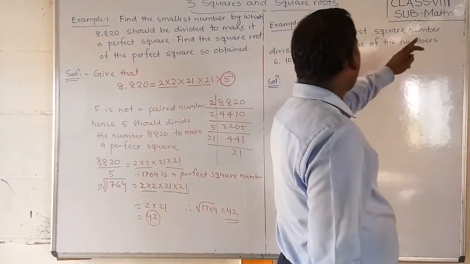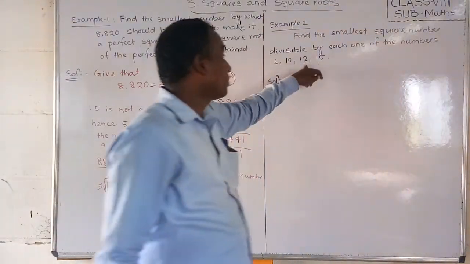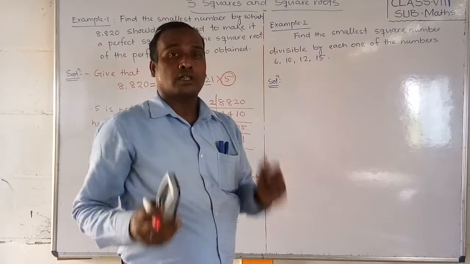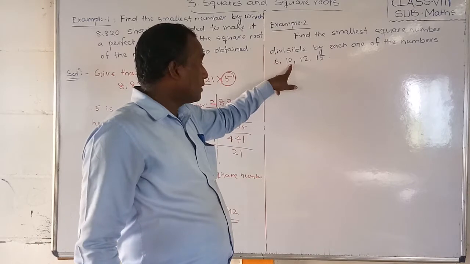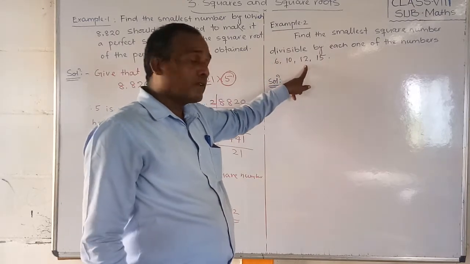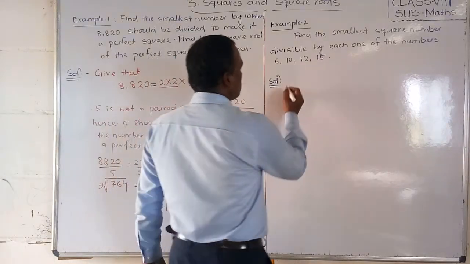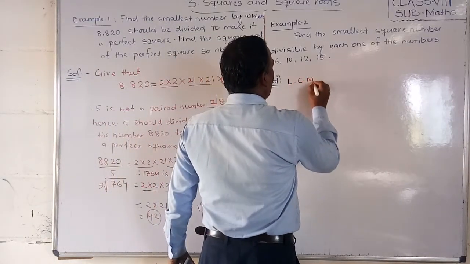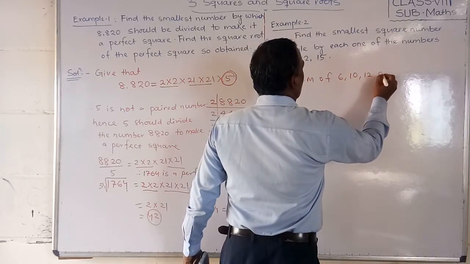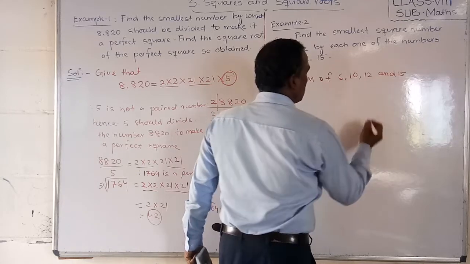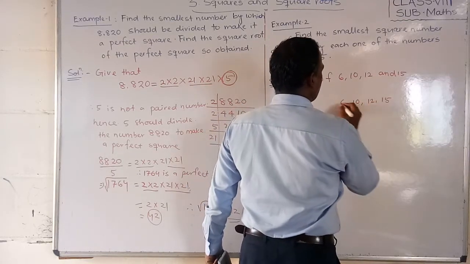Find the smallest square number divisible by each one of the numbers 6, 10, 12, 15. One smallest square number which is divisible by 6, divisible by 10, divisible by 12, and divisible by 15. So in this case, what do you have to do, friends? First of all, you should find the LCM of 6, 10, 12, and 15.